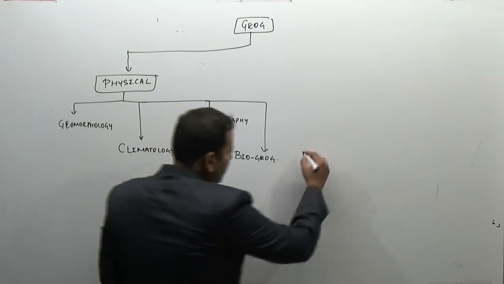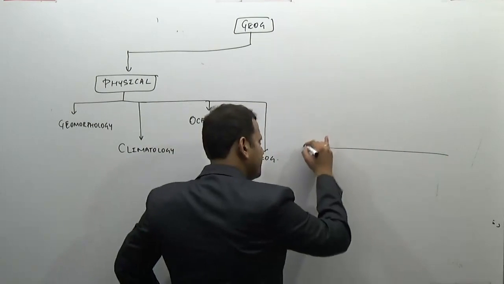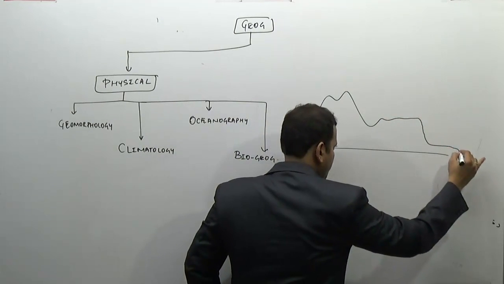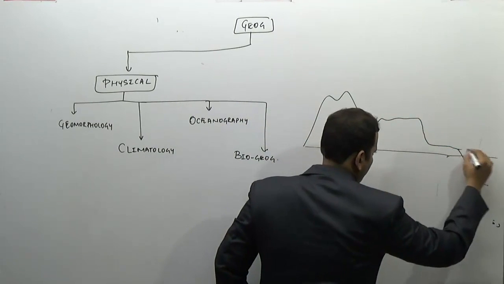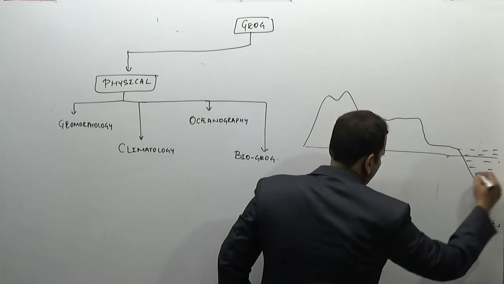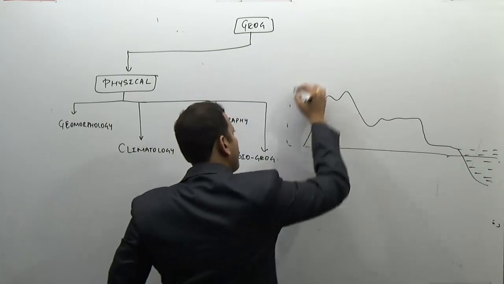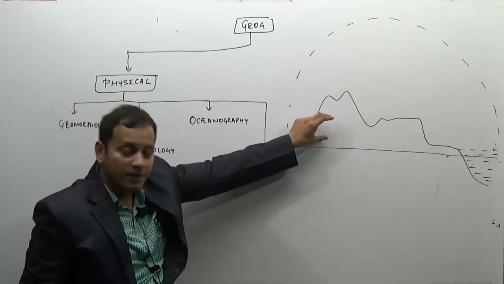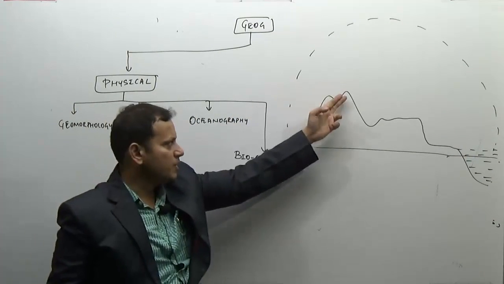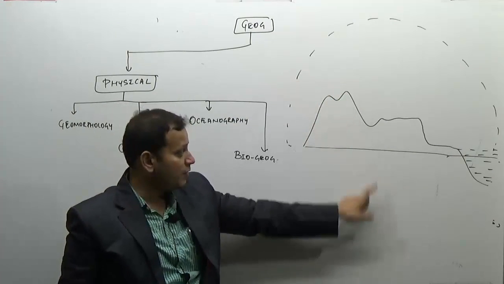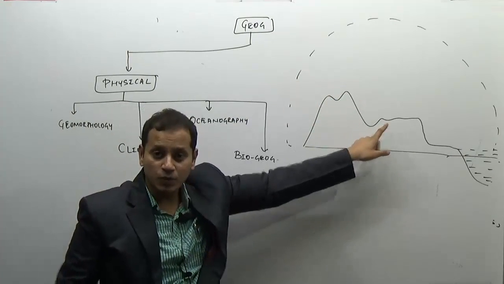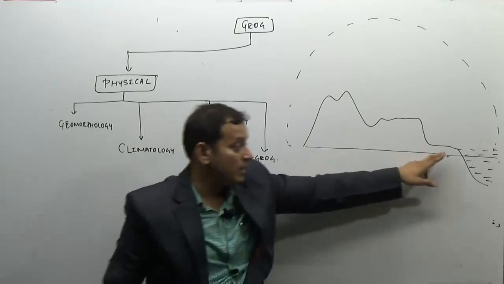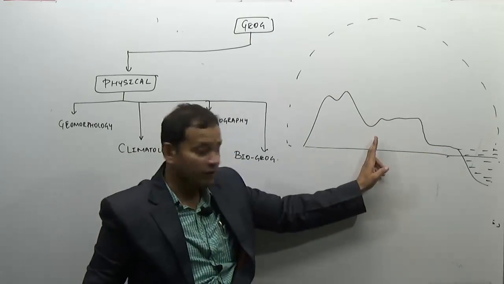If we look at the world, this will be geomorphology. Why the mountain systems? What are the different kinds of mountain systems? Why the plateau, that is a flat tableland having slopes from both sides? Why the plain region? That is geomorphology.